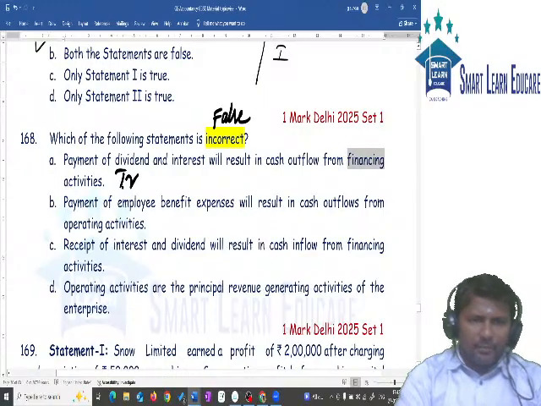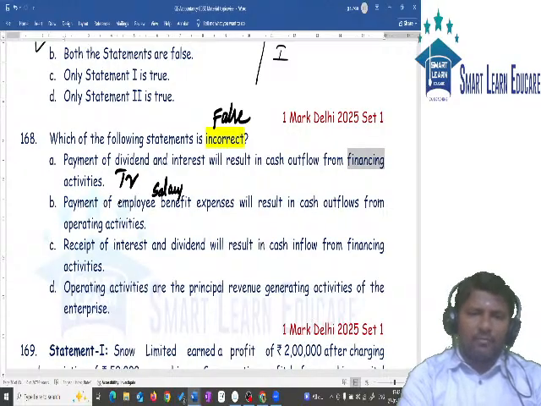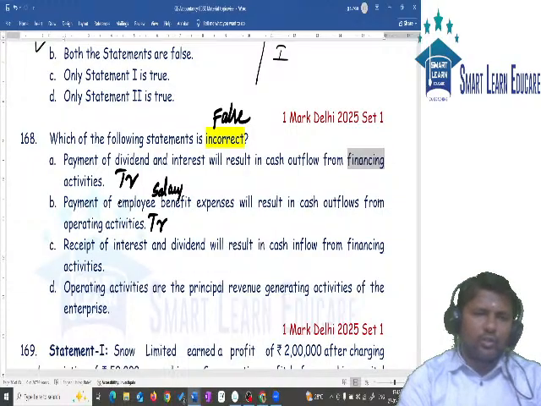Next, payment of employee benefit. When you pay employee benefit, meaning salary, salary paid will come under operating activity, a day to day expense. Operating activity. So this statement is also true.